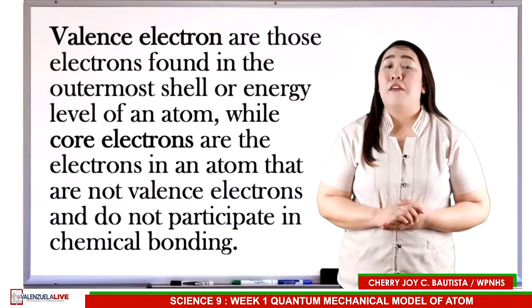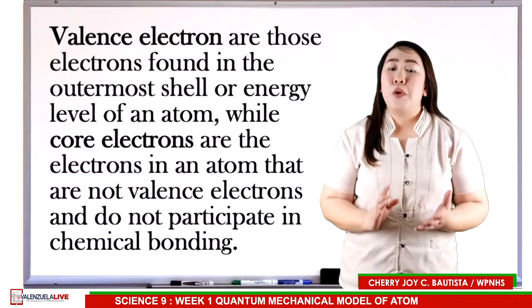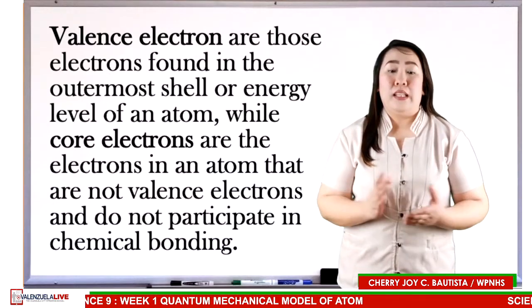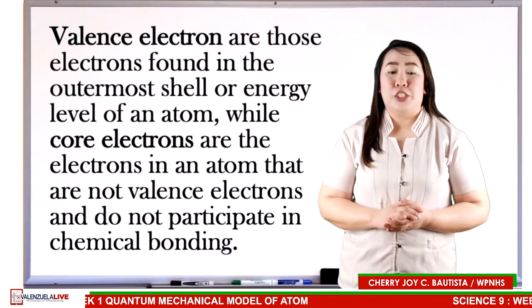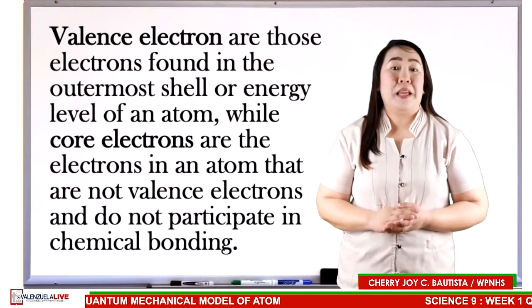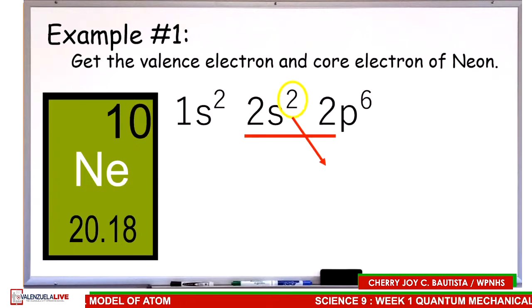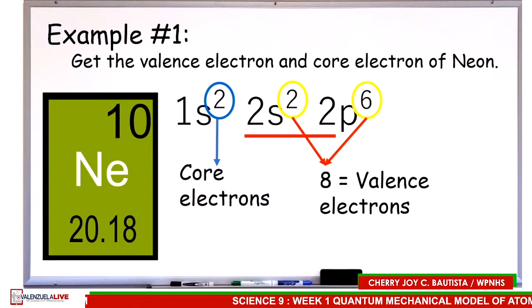Next is valence electron. Are those electrons found in the outermost shell or energy level of an atom? While core electrons are the electrons in an atom that are not valence electrons and do not participate in chemical bonding. For example, neon, the highest energy level of neon is 2. So we will add 2 plus 6, we have 8 valence electrons. And this one, we have 2 core electrons.